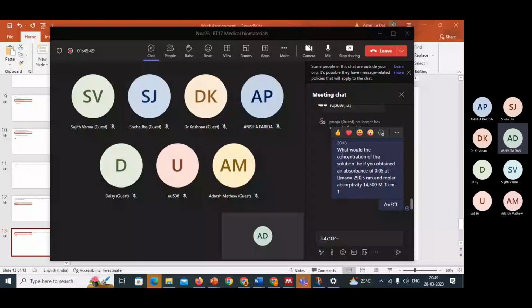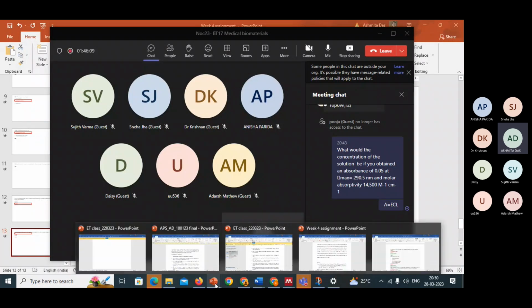Okay, so the question here is, what would be the concentration of the solution B if you obtain the absorbance of 0.05 at the lambda max of 290.5 nanometer and the molar absorptivity is 14,500 molar inverse centimeter inverse. Now moving to the solution.